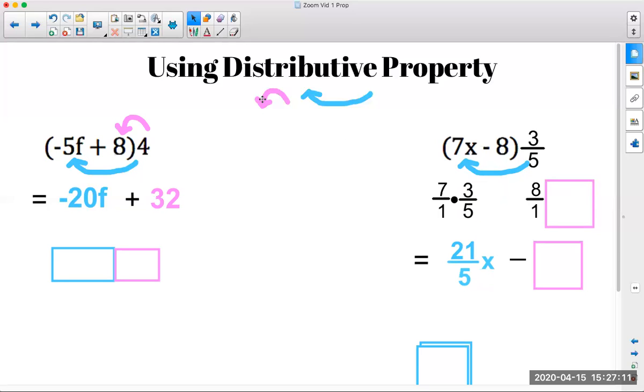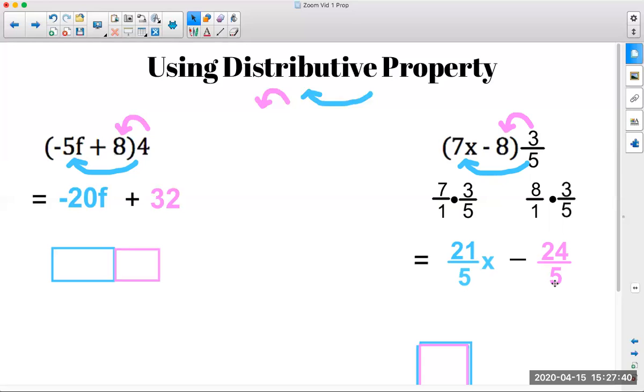Then we distribute the 3/5 to the 8. So think of it as 8 over 1 times 3 over 5. So 3 times 8, or 8 times 3, is 24 for the numerator. Then 1 times 5 is a denominator of 5. So that gives us 24/5. So this is the constant.